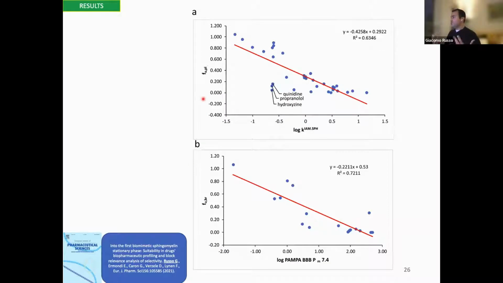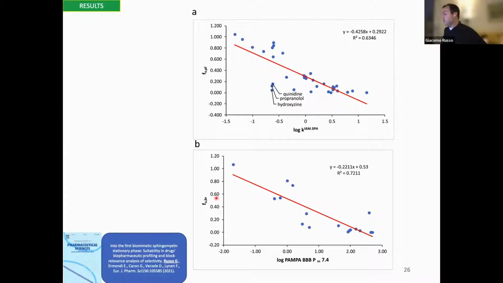And then we also tried to see whether this new IAM phase was relevant in studying the process actually happening in the blood-brain barrier passage. So essentially, we found a nice relationship between the retention on this sphingomyelin phase and unbound fraction in plasma. So we also, in this paper, sort of hypothesized or even recommended a combined use with PAMPA BBB, which can provide some usefulness in mirroring the fraction unbound in the brain.